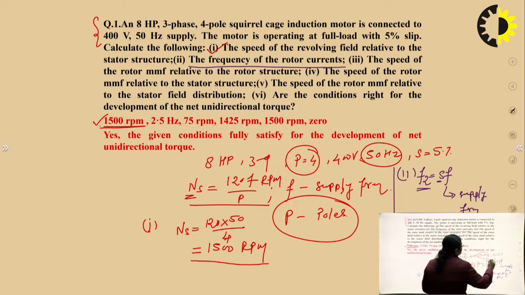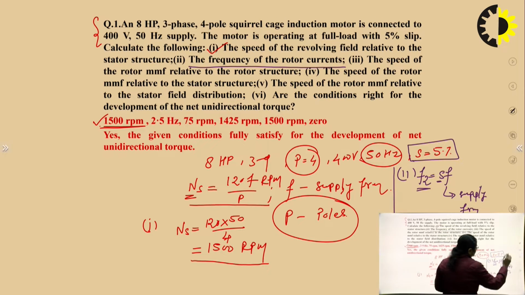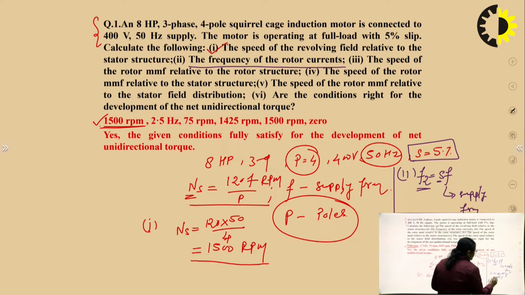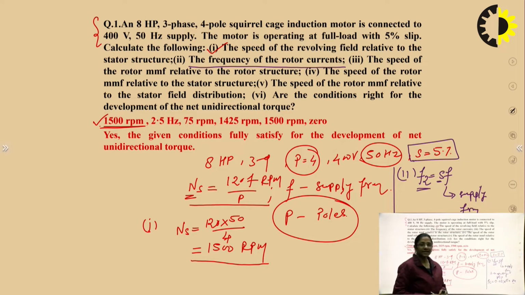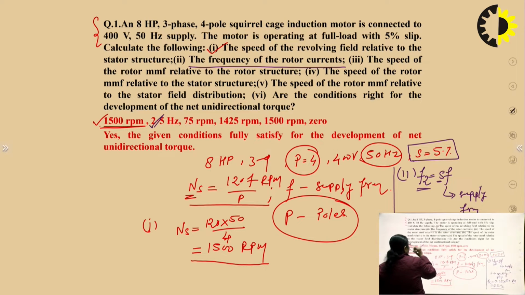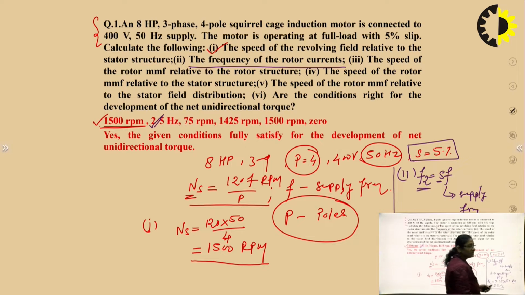Now, let us recall that in the question, the operating slip of the machine is given as 5%. This is the full load operating slip of the machine. So, with a slip of 5%, f2 is 0.05 multiplied by f, the supply frequency of 50 Hz. So, this much is the frequency of induced currents in the rotor circuit. Solving this, you will get the answer as 2.5 Hz, right?